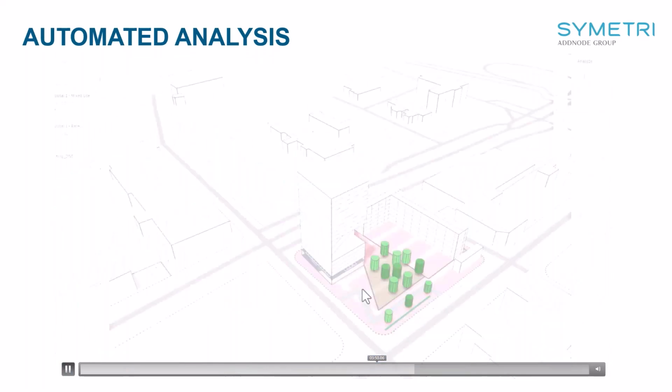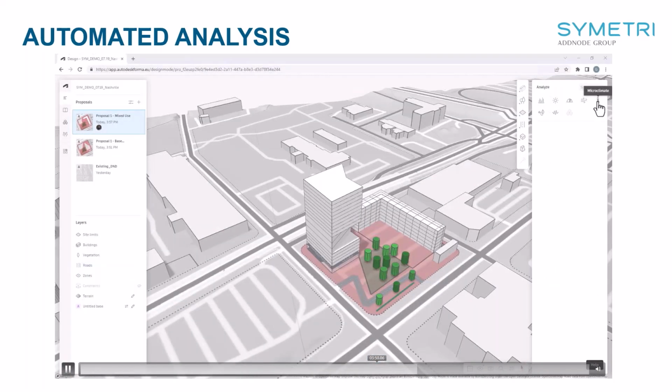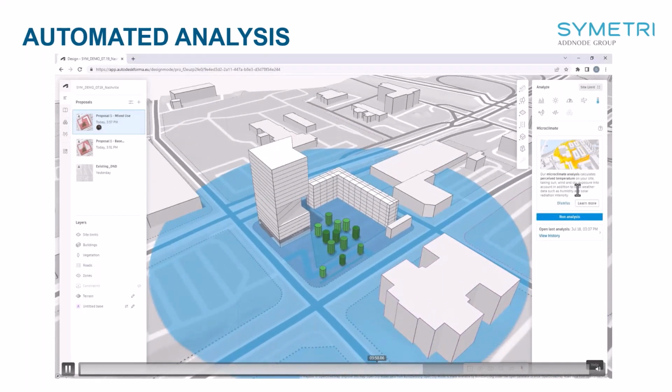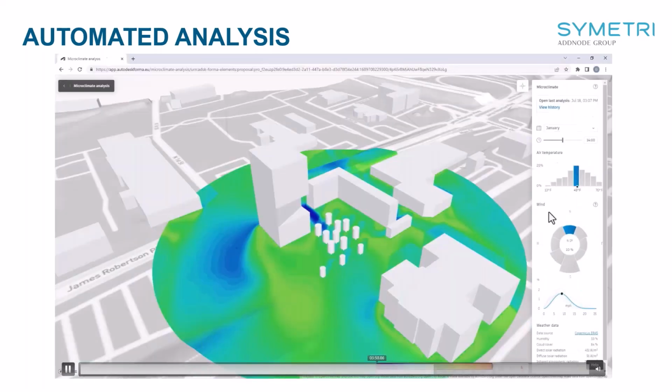So again, these are analyses that would take specialists and specialized software to accomplish, and could take days or weeks, and that's only for one option and could cost a lot of money. Next is the microclimate analysis. This is a culmination of all of the analysis run inside of Autodesk Forma.